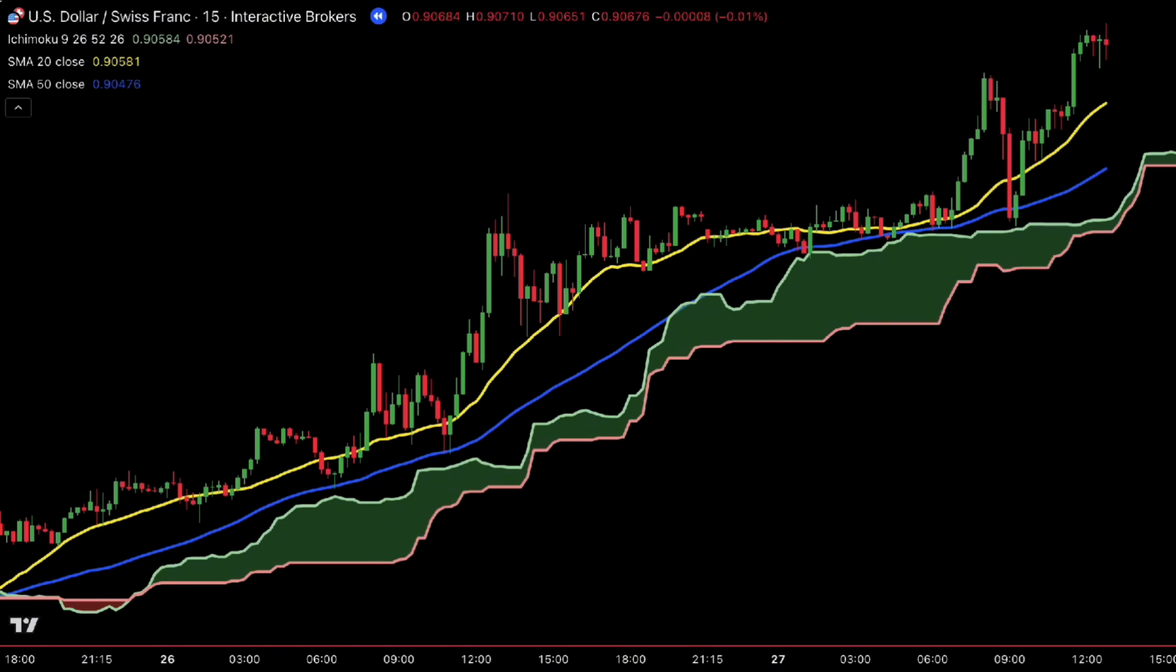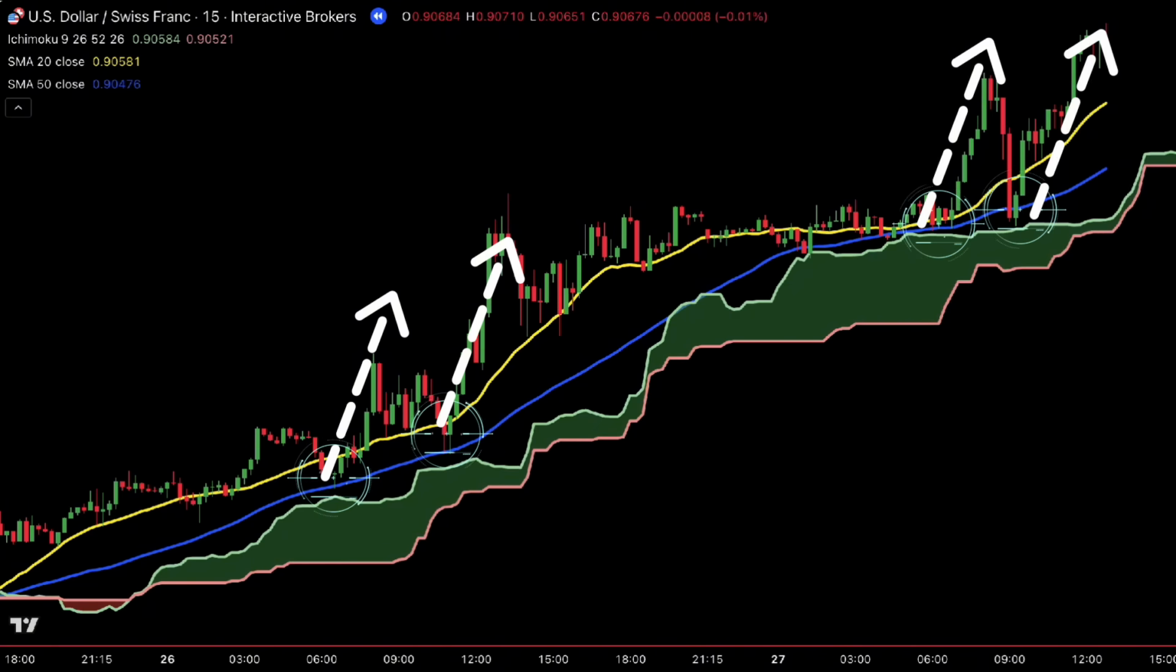Let's break it down. First, price pulled back to the 50 simple moving average and got rejected. A great opportunity to enter the market and join the uptrend. You can see another rejection here and another one here. When we use the 21 and 50 simple moving averages as dynamic support in an uptrending market that's trading above the Ichimoku Cloud, we get multiple entry opportunities.